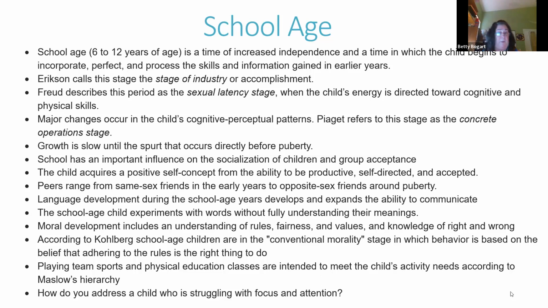Again, it's same-sex peers. We don't really go to opposite sex till more of the adolescence or that puberty, but usually school age is same-sex peers. Their language, again, they're getting more and more sophisticated. They're able to communicate themselves very well. They experiment with words without fully understanding their meanings.